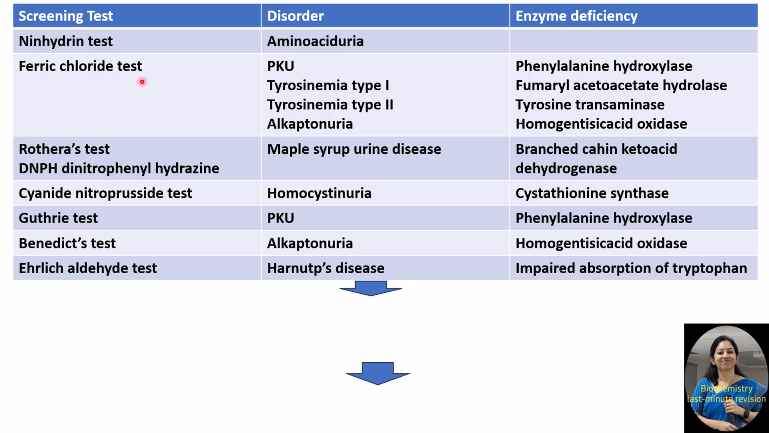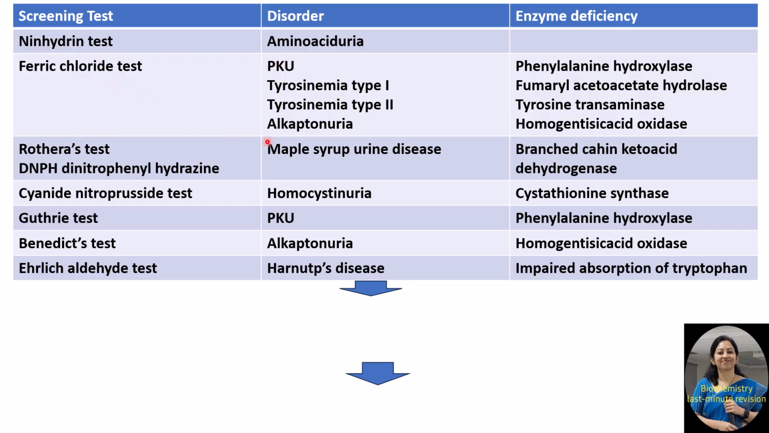Then we have the ferric chloride test, which can be done for phenylketonuria, where there is deficiency of phenylalanine hydroxylase; tyrosinemia type 1 due to deficiency of fumarylacetoacetate hydrolase; tyrosinemia type 2 due to deficiency of tyrosine transaminase; and alkaptonuria due to deficiency of homogentisic acid oxidase. In all these four disorders, the ferric chloride test will be positive, where the urine gives a blue-green color whenever the patient is excreting tyrosine and phenylalanine in his or her urine.